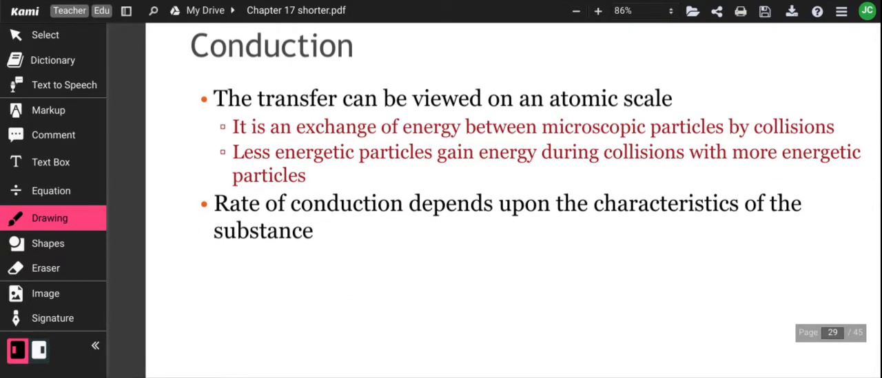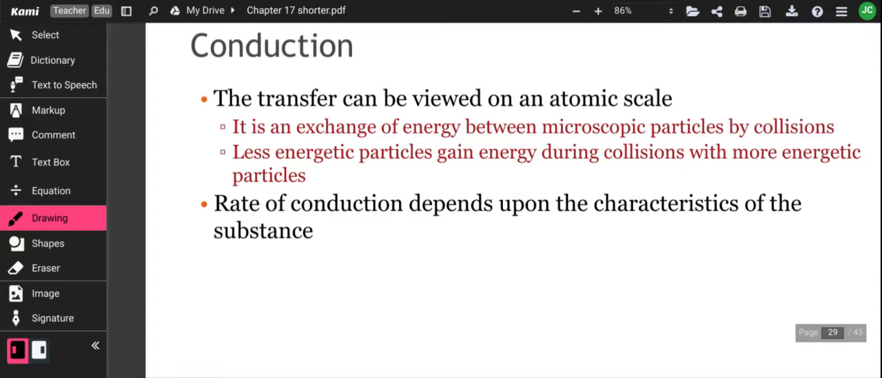Conduction on an atomic scale is the exchange of energy through collisions. It's a conservation of energy by interaction of the change in momentum. Remember, we talked about heat as being momentum. So if there's a collision of particles, one particle slows down, one particle speeds up. So there's a change of energy in that process as well.